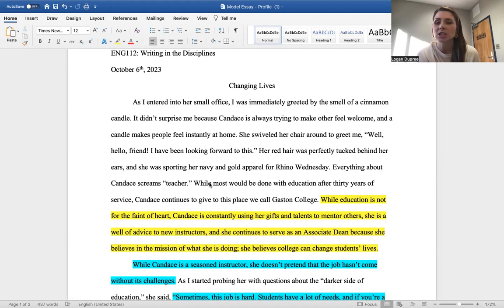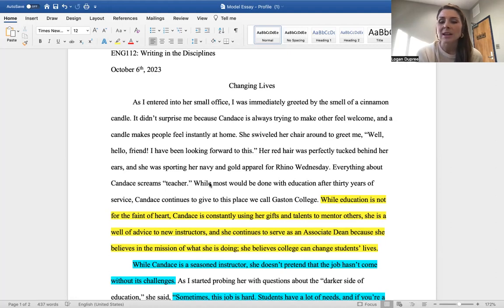As I entered into her small office, I was immediately greeted by the smell of cinnamon candle. It didn't surprise me because Candace is always trying to make others feel welcomed, and a candle makes people instantly feel at home. She swiveled her chair around to greet me. "Well, hello, friend. I've been looking forward to this." Her red hair was perfectly tucked behind her ears, and she was sporting her navy and gold apparel for Rhino Wednesday. Everything about Candace screams teacher.